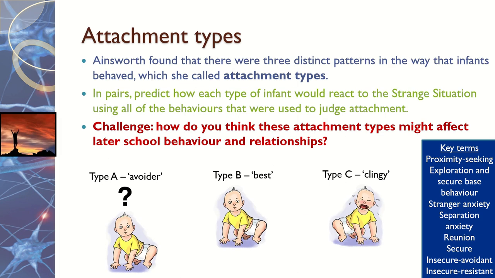Okay, so there are 3 different types of attachment that Ainsworth spotted when studying these children. So when she researched the interaction between the mother and the child, when they were looking at reunion behaviour and stranger anxiety, etc., all of these behave in 3 different categorical ways. One was the avoider, one was the best type, and one was the clingy type.